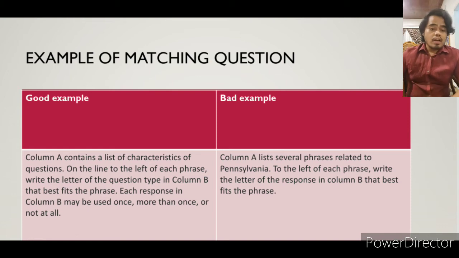As you can see, the good example contains a specific column A and column B, so that you can match each other. As you can see, in the bad example, there is no column B, so you must find your own column B. So this is the bad example of a matching question.